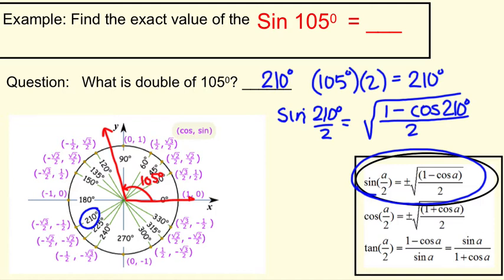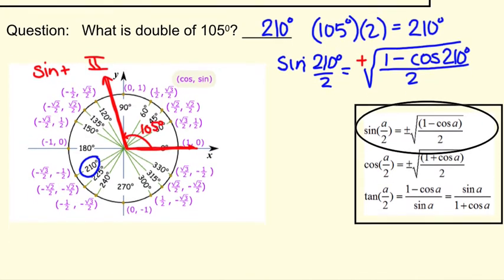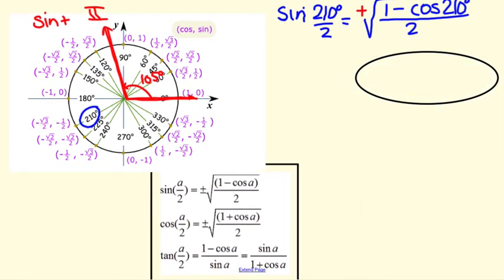Now, our angle is in the second quadrant, right here. For every sine in that second quadrant, it has to be positive. So when they say plus or minus here, you have to be careful what quadrant this angle falls in. So it's going to be a positive sign. All right. Now we're going to simplify this equation.